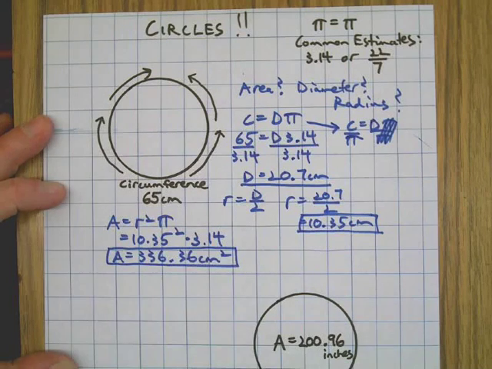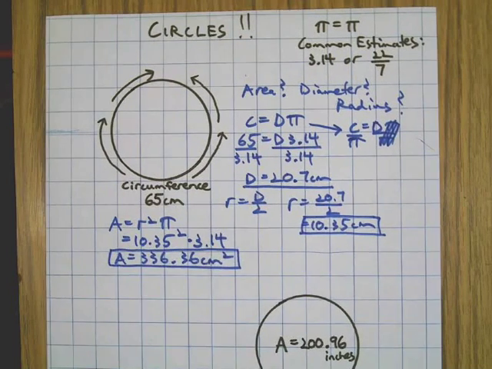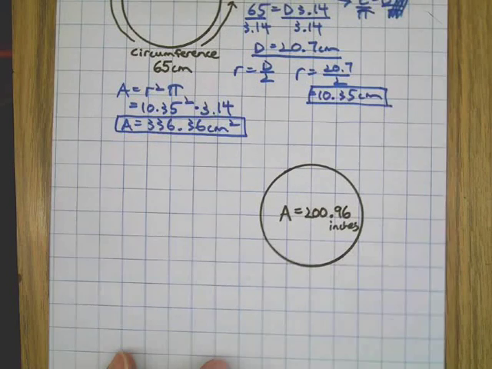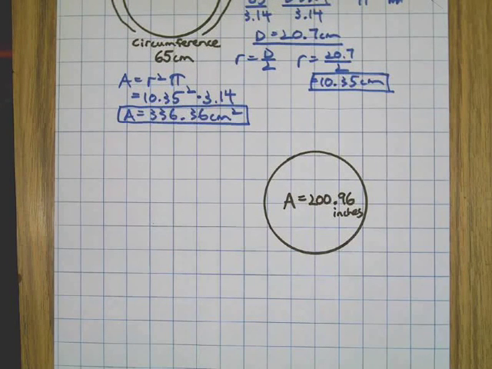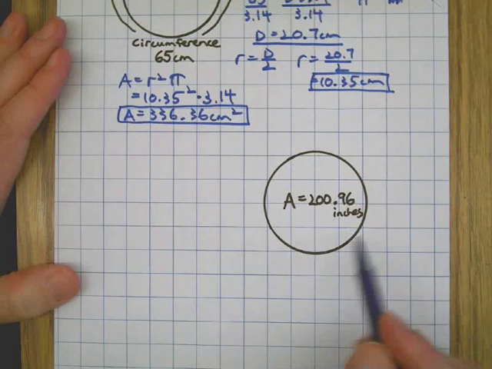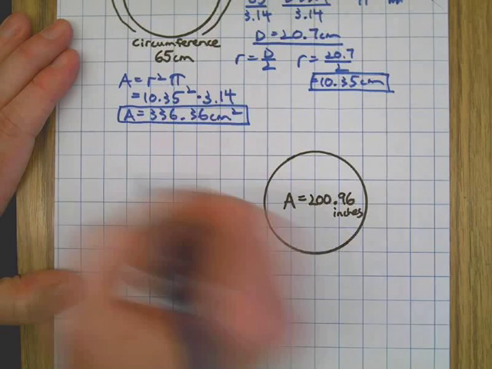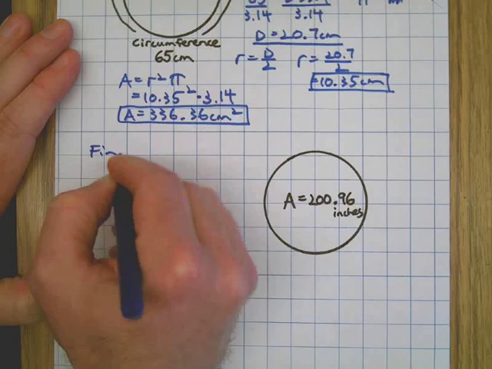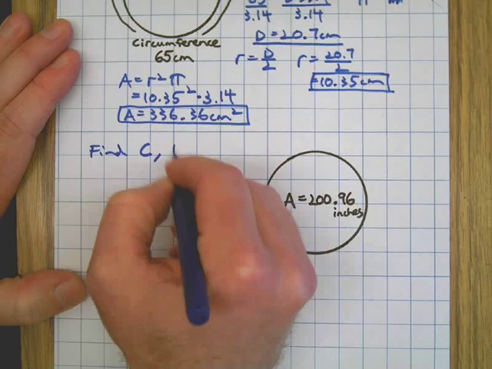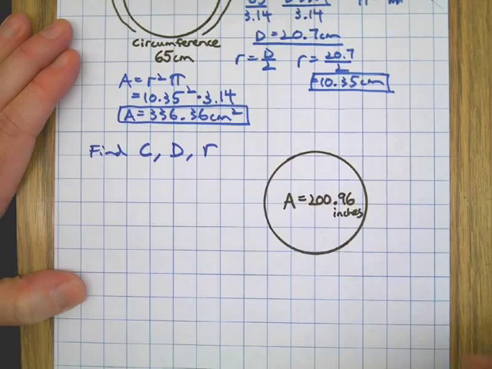Okay, hopefully all these problems are kind of starting to look the same. Here's a situation that could happen to you, but it usually does not, but I want you to be prepared for it. If you're given the area, find all the other things. Find circumference, diameter, and radius.